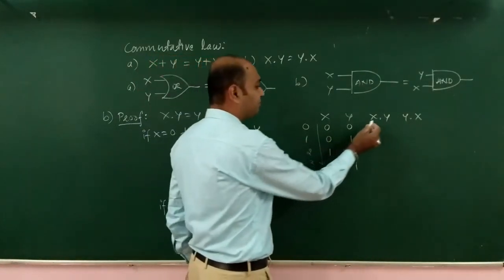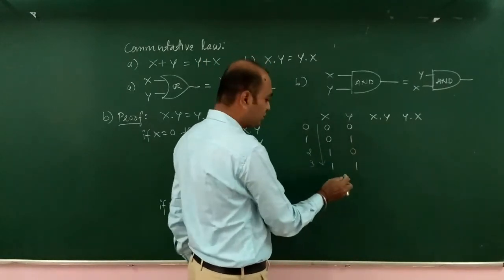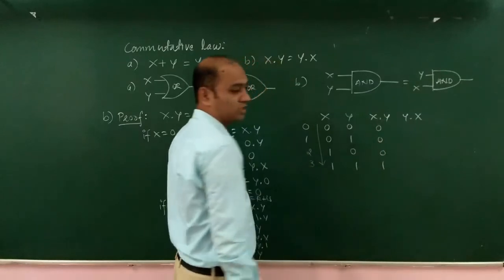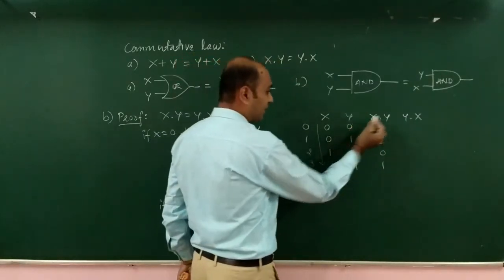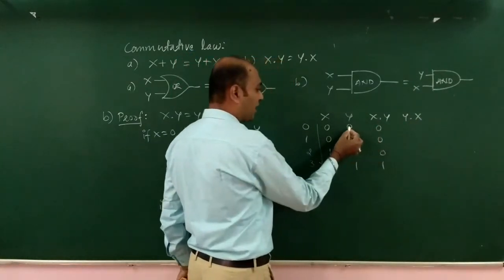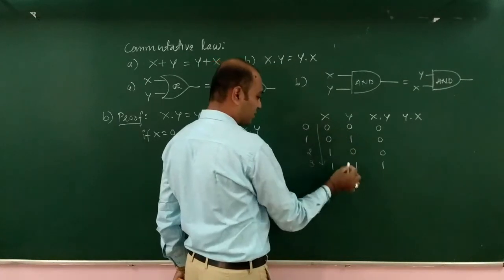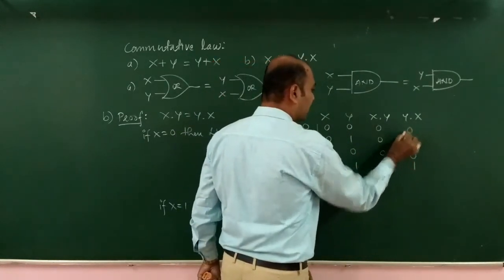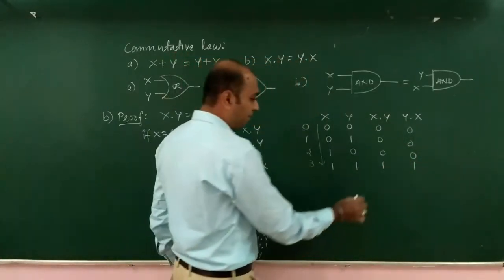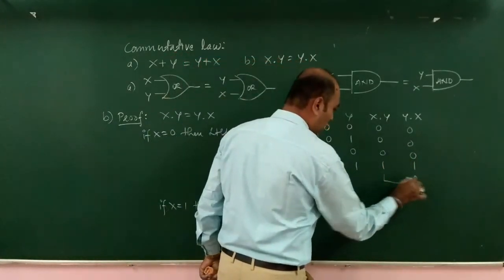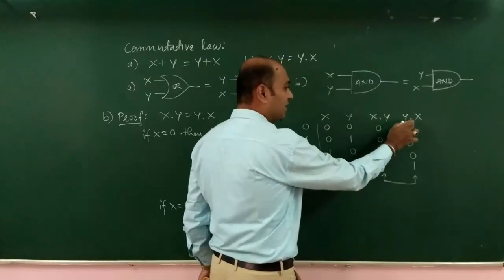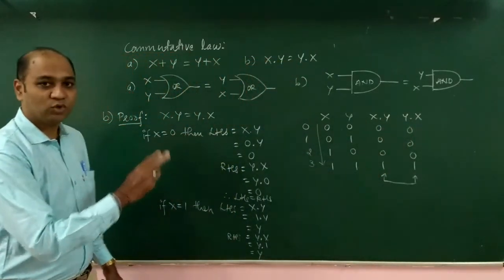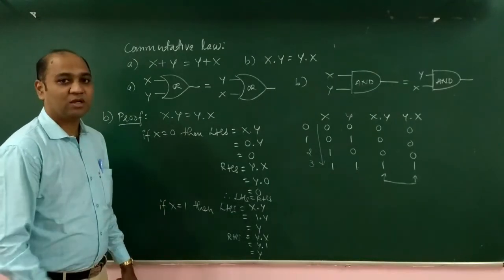Next, we are going to perform ANDing between these two columns. True and true is true, otherwise it is false. Correct? x and y. Next one we need to perform y and x. y and x. So it is true and true is true, otherwise it is false. You can compare both of these two columns, that is x and y is equal to y and x. Why? Because values of both the columns are same. Hence the proof.